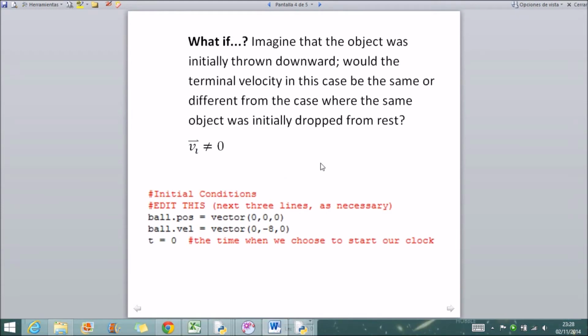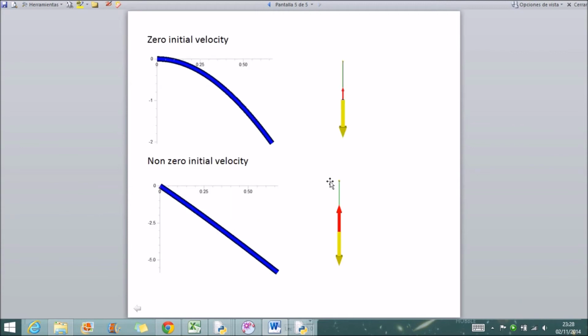What if the object were thrown downwards with non-zero initial velocity? This is the new initial velocity. We obtain these graphs. The slope in the second one is the same, and the drag force vector is approximately equal to the weight vector. So in this case, the terminal velocity can be reached more quickly.